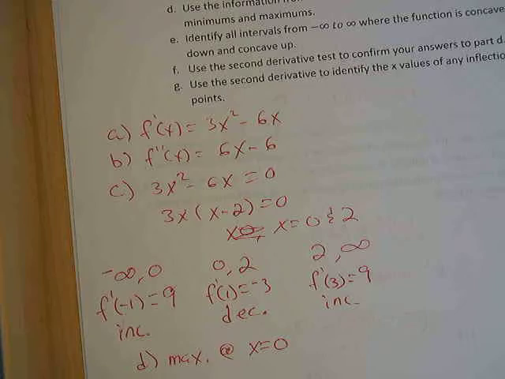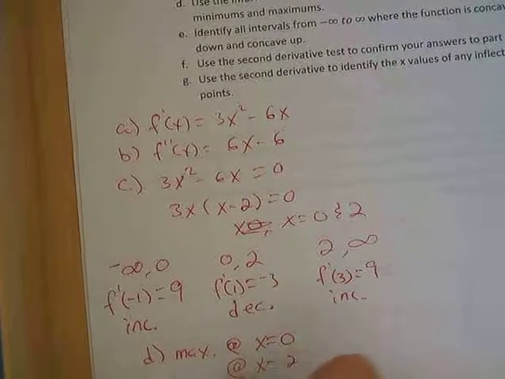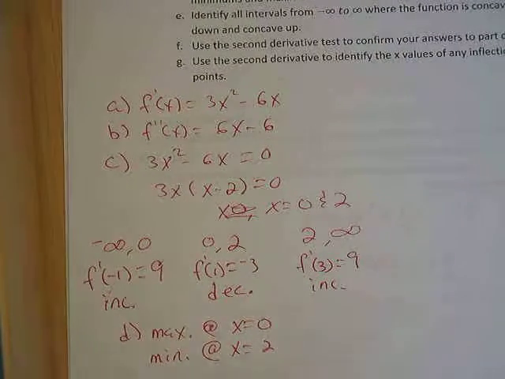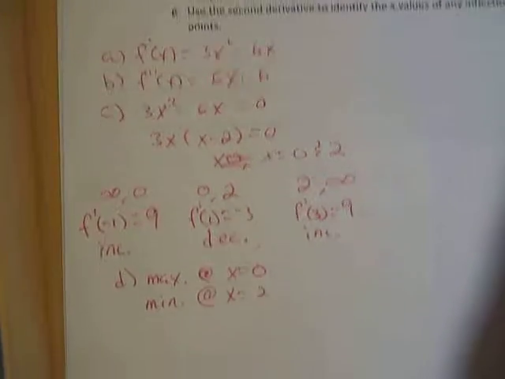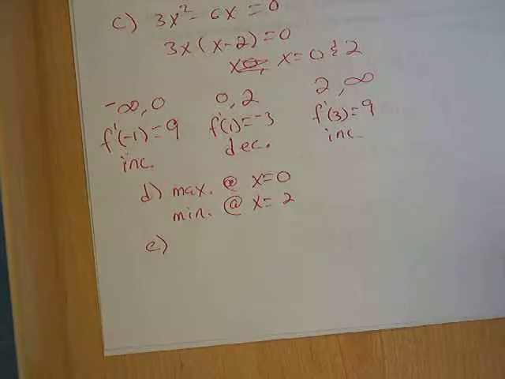What's going on at 2? It's decreasing to 2 and then increasing after 2, which makes x equal to 2 a what? A minimum at x equals 2. Does that logic make sense? Increasing on one side, decreasing on the other, got to be a max. Decreasing on one side, increasing on the other, got to be a min.